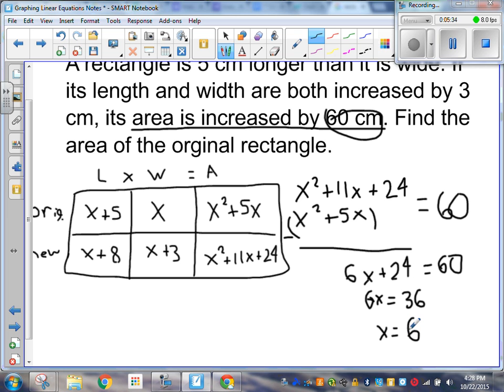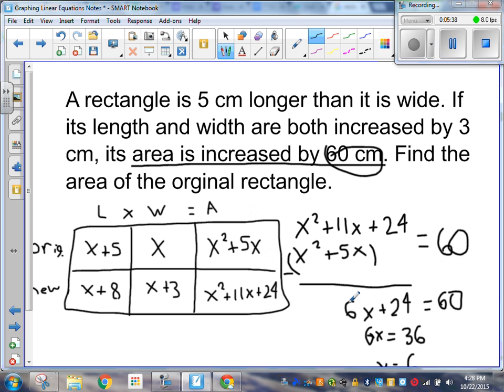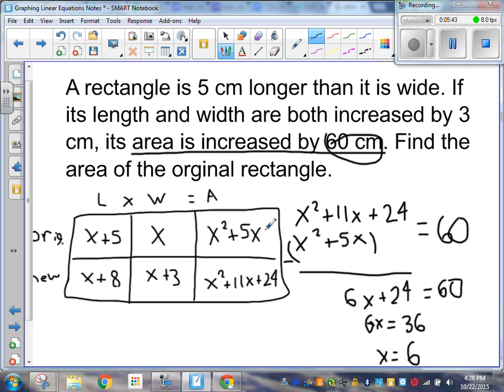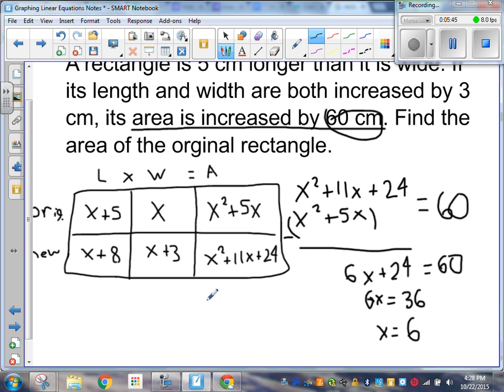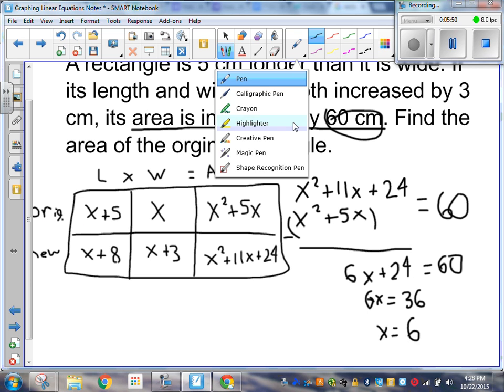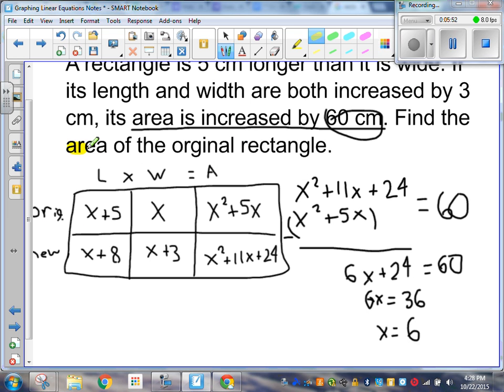Now hold up. What did the original problem ask us for? It asks for the area of the original rectangle. So how would we find that? Go to the original rectangle column and look for area. So original area. Where do they meet? Right here. We're looking for this. So what are we going to do? Plug it in, plug it in. Do that for me. Plug in 6 into this. What do you get out?